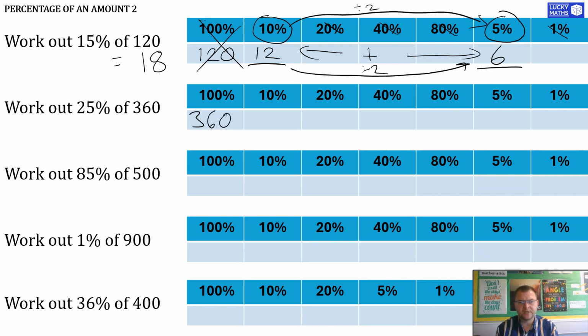25% of 360. Well, I'm interested in 20% and 5%. So firstly, always good practice, find 10%: 36. If I double that, I get 72. If I half the 36, I will have 18. And now, if I combine and add those two together, 72 plus 18 equals 90.